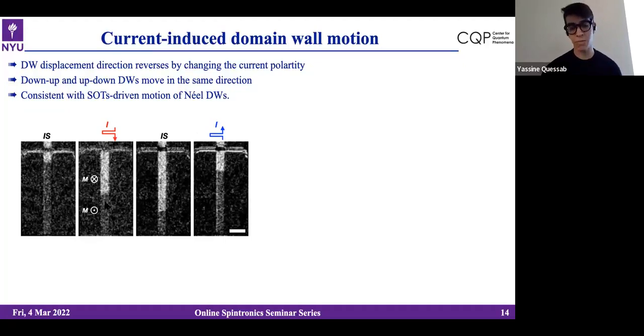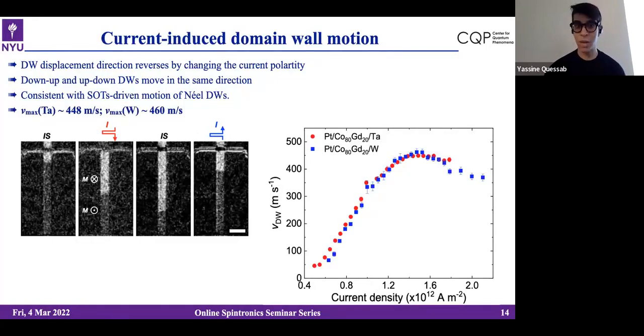And then from there, we can measure the domain wall velocity as a function of the current density. These are the results. We measured a maximum domain wall velocity of about 448 meters per second for tantalum and 460 meters per second for tungsten. In these domain wall motion measurements, we can distinguish several regimes. At low current density, we have the creep regime, then we have the flow regime where the domain wall velocity is proportional to the current density. Then we have the saturation regime. And surprisingly, we observed at very large current density a decrease of the domain wall velocity that we attribute to the Joule heating induced by the injection of the current pulses.